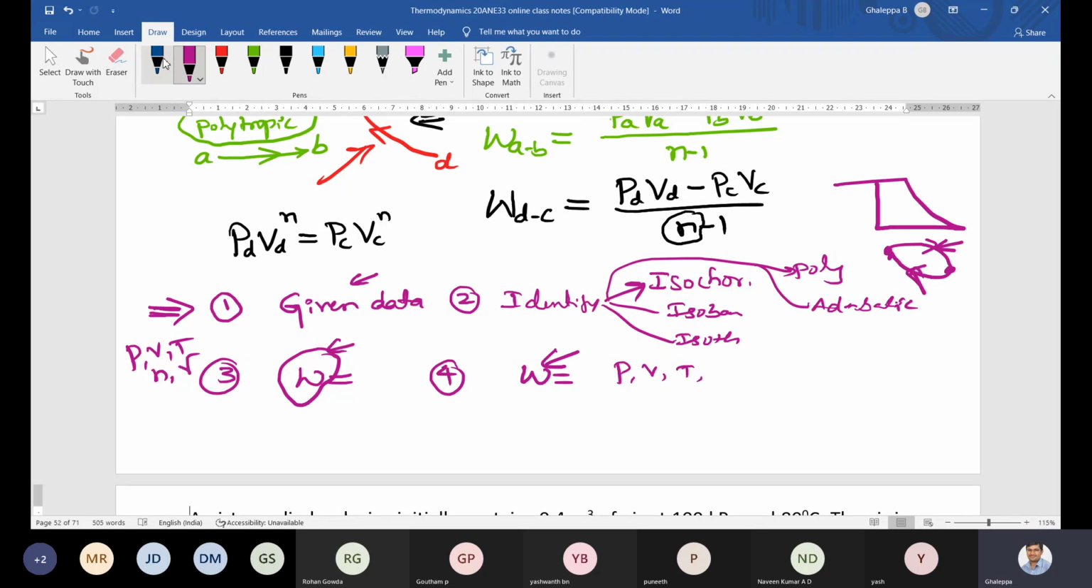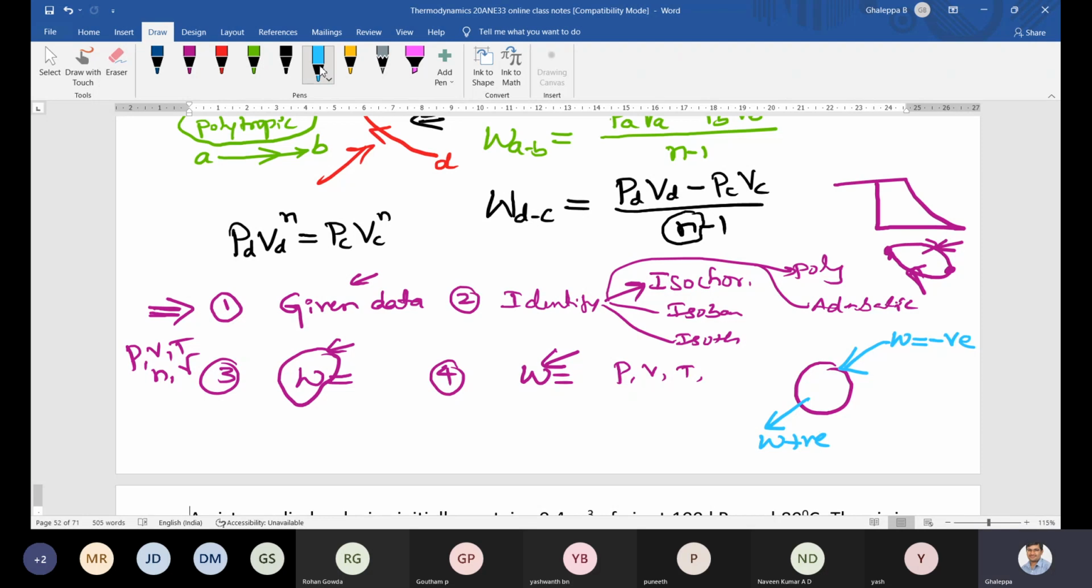So you need to remember one more simple point, and it is important. Work is done on the system, you take it as positive value. Sorry, it is negative value. Work is done on the system, you take negative value. Work is done by the system, you take positive value.